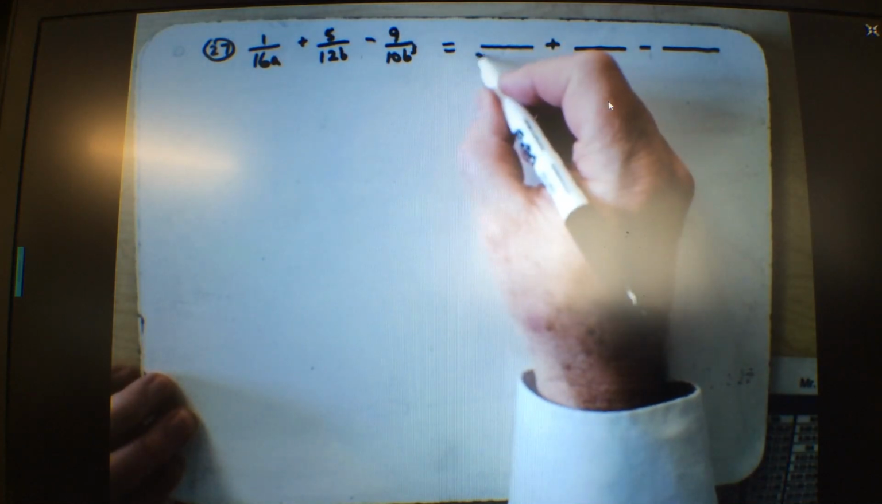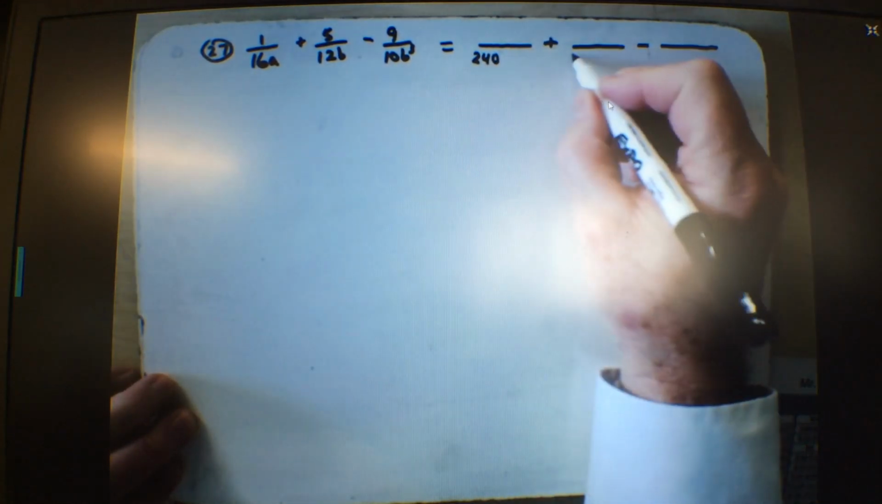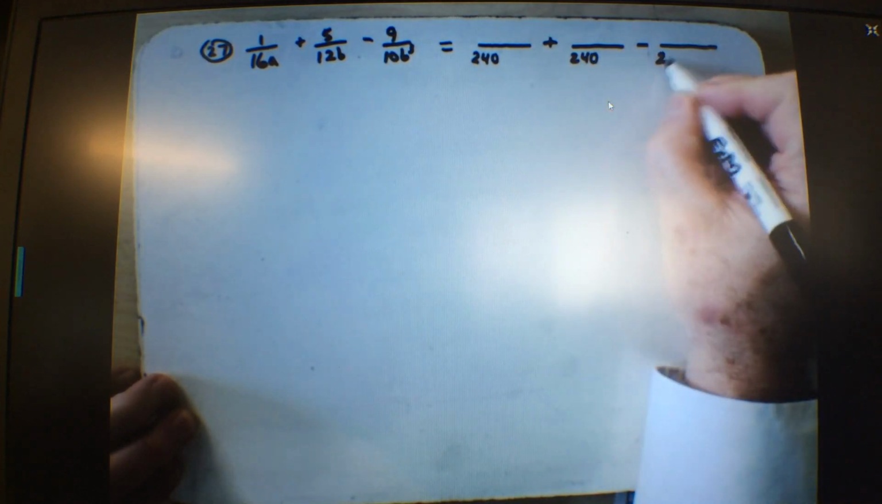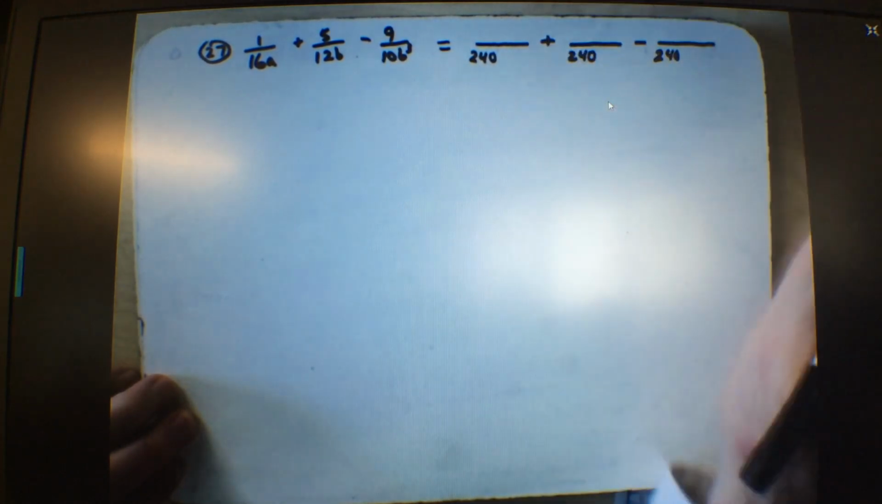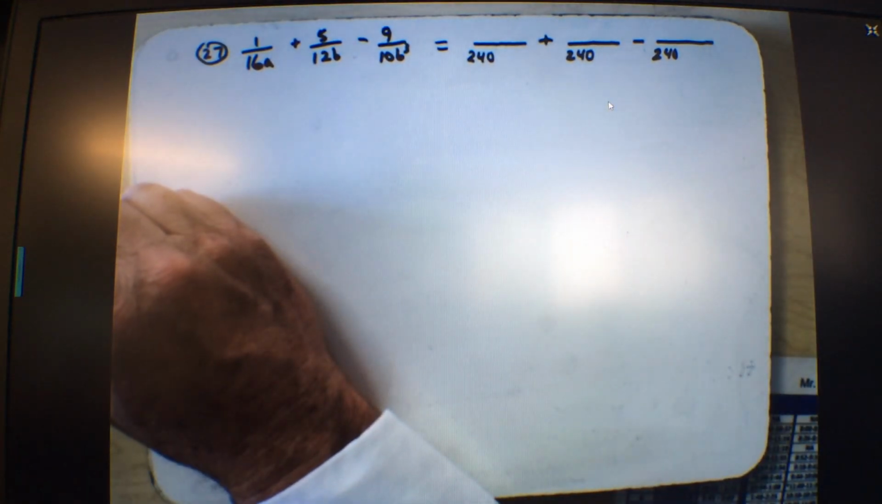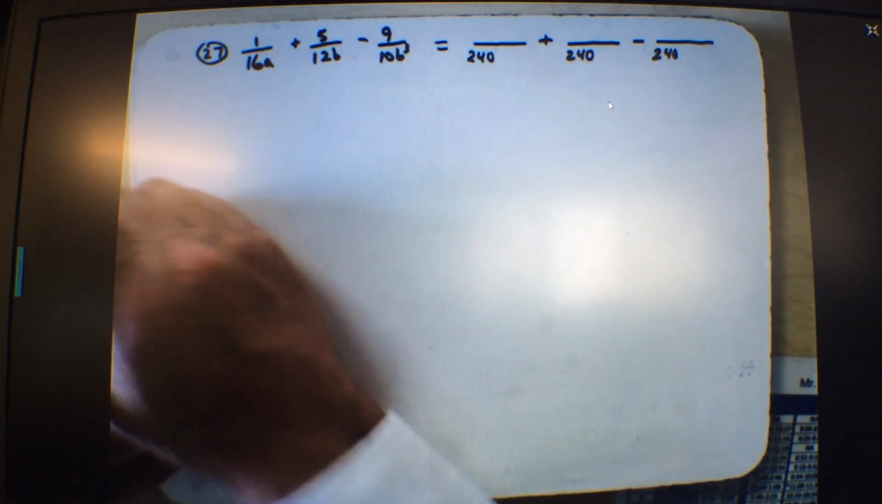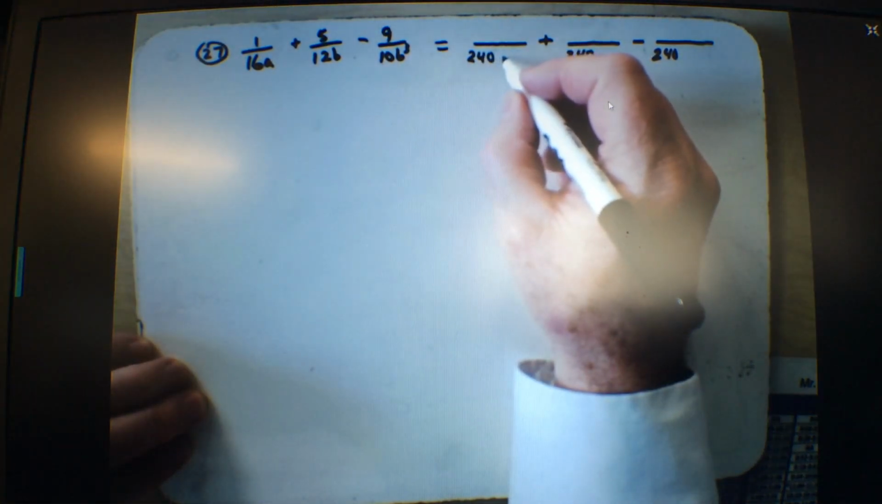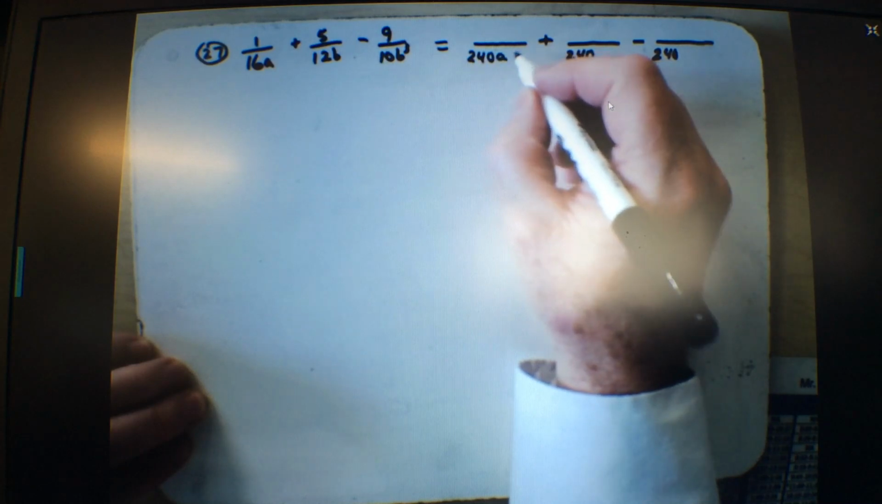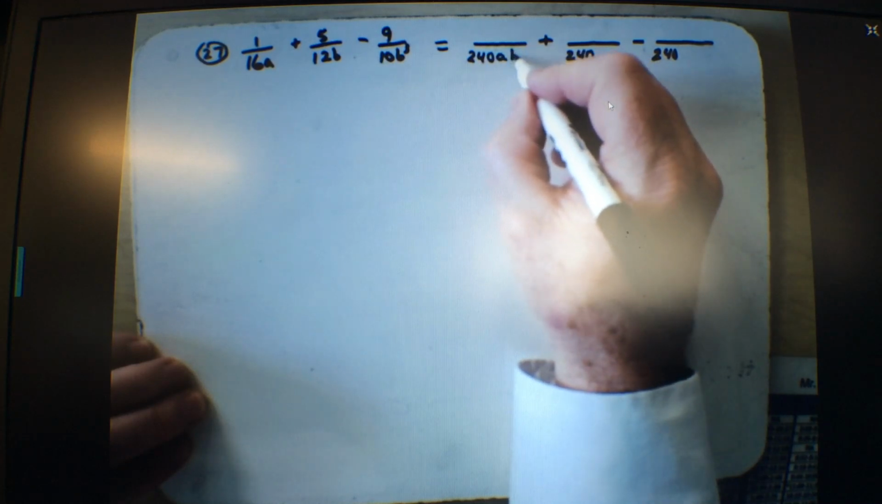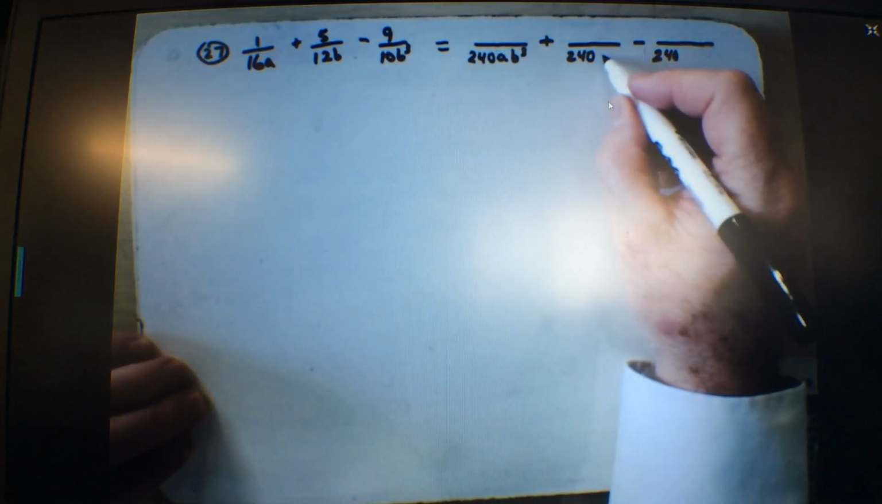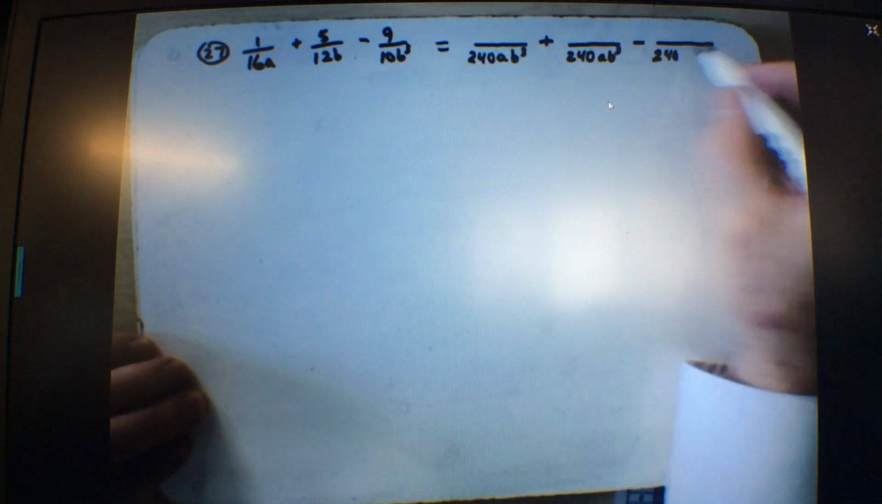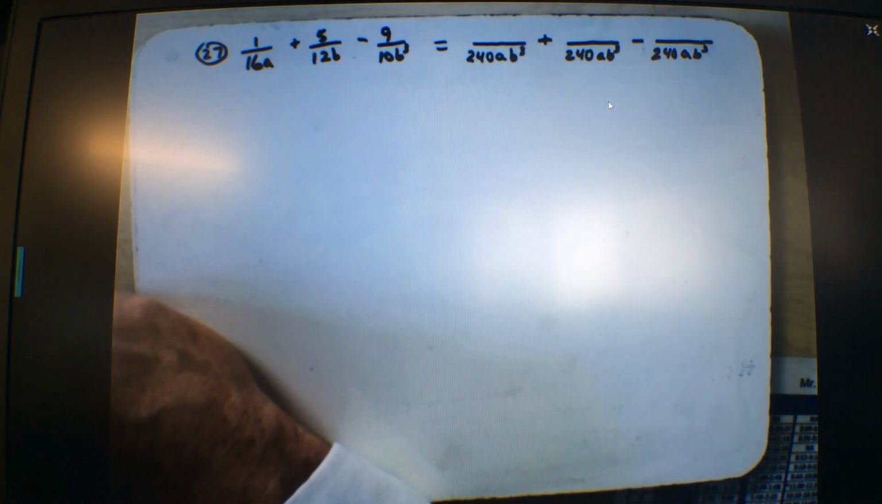So we have 240, correct? Yep. So what did we end up multiplying by? 15 times 16. Now what about my letters? A, A, B to the third. Over. Okay, now we have to do the tops.